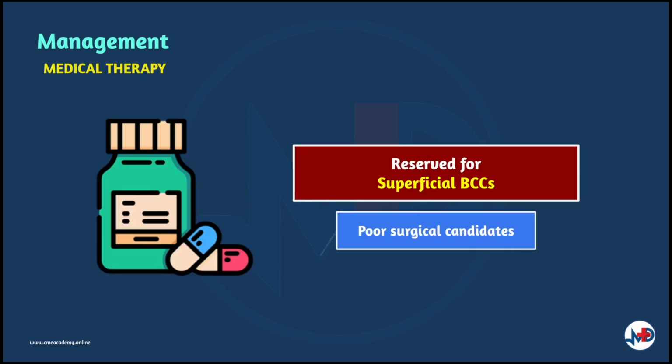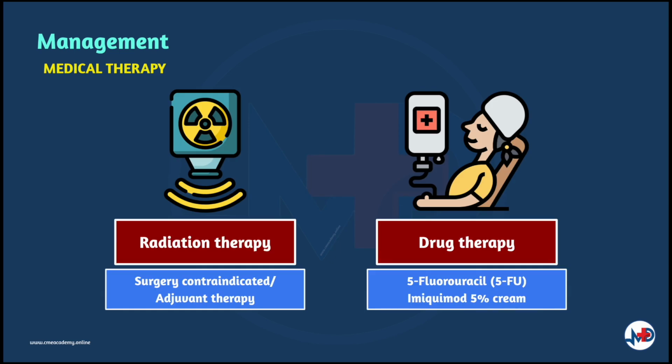Medical treatment is reserved for superficial basal cell carcinoma and for poor surgical candidates. When surgery is contraindicated, radiation therapy is used as treatment or as adjuvant therapy. Drugs include topical 5-fluorouracil and imiquimod 5% cream.